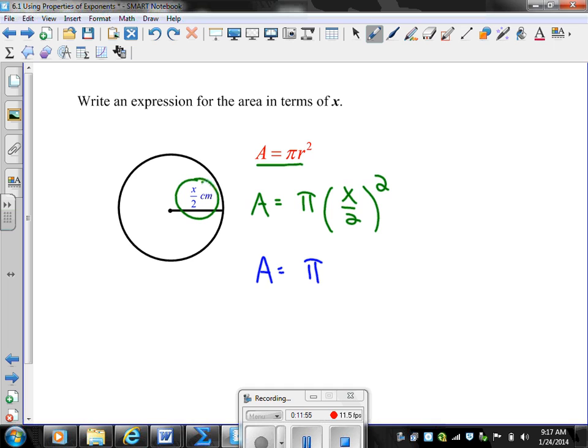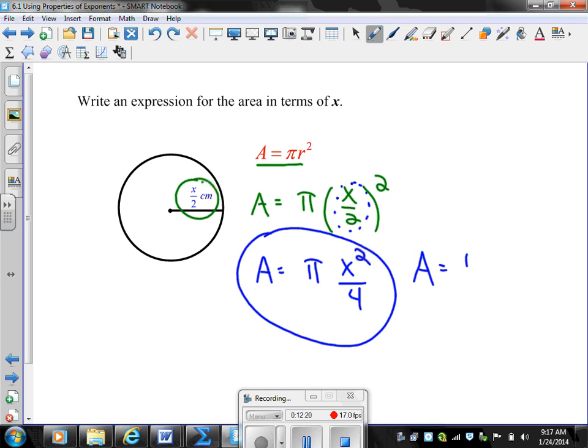So remember how we did this before with the fractions. You just treat the numerator and denominator separately. So I'm going to square the x, and I'm going to square the 2. And that's really all we can do with this. If you want, you could rewrite this and say, okay, area equals pi x squared all over 4. If you want to write it in one fraction, that would be fine.